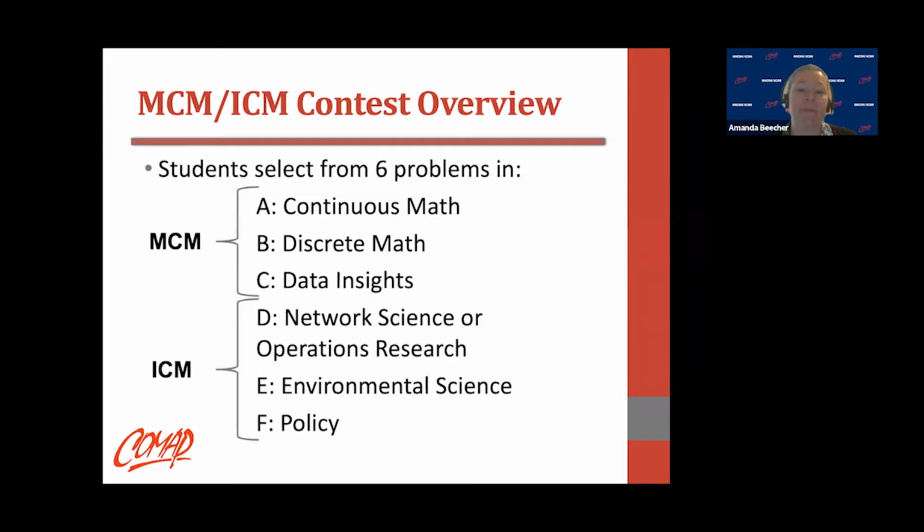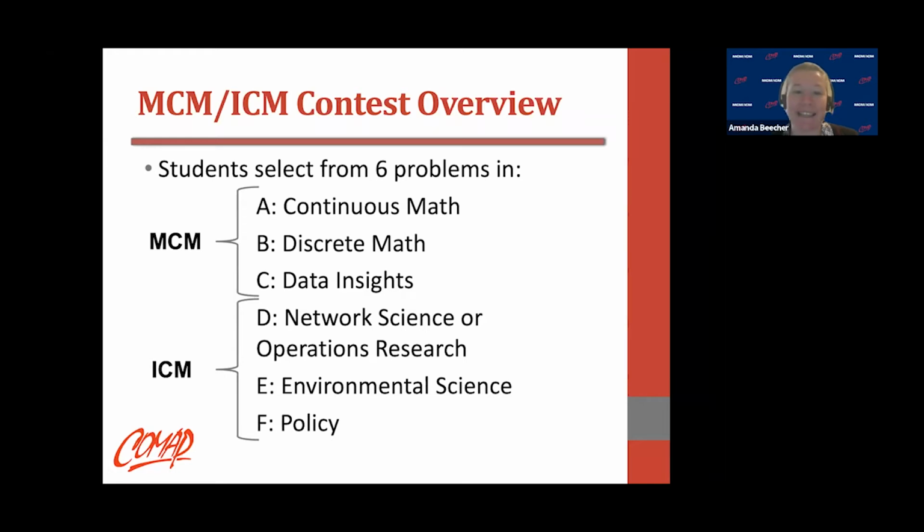So let me just give you an overview about what those 6 problems are. The first 3, A, B, and C, are called the MCM. Kathi had noted that they started much earlier, and that's a continuous math problem, discrete math problem, or data insights problem. The ICM is the interdisciplinary contest, and the problem comes from one of the areas, network science or operations research. E has been renamed sustainability. I guess this is an old slide, I'm sorry.